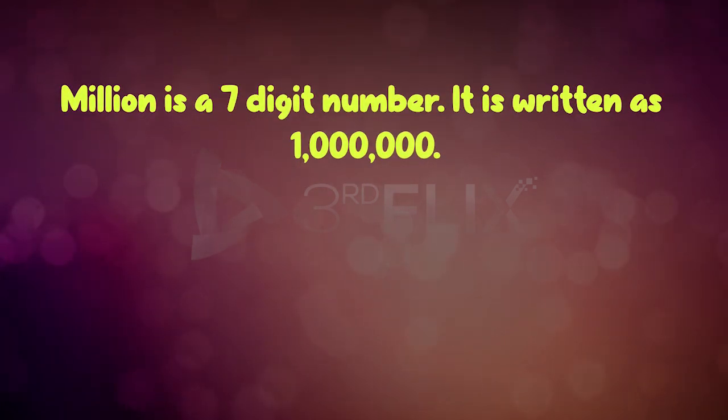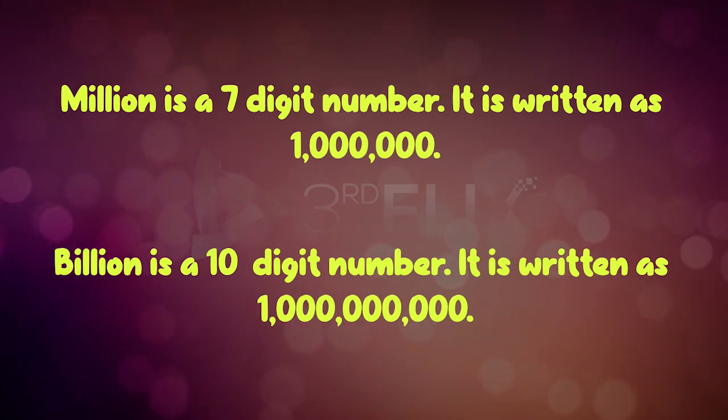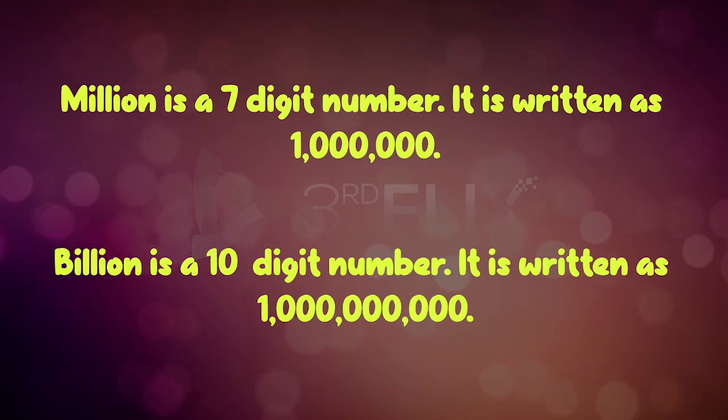Million is a 7-digit number. It is written as 1 0 0 0 0 0 0. Billion is a 10-digit number. It is written as 1 0 0 0 0 0 0 0 0 0.